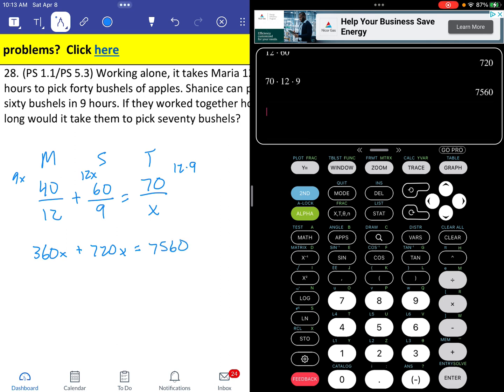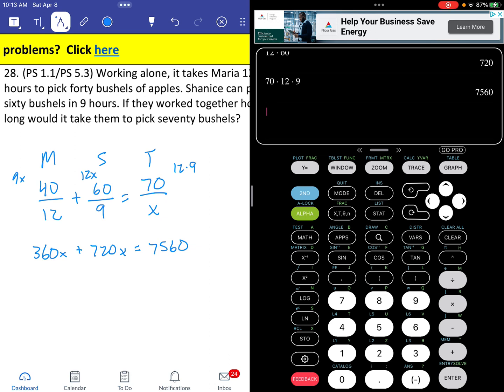Now there actually is a quicker way to do this. 12 and 9 both share a common multiple of 36. So you could just multiply 12 by 3 and 9 by 4 to get 36. All right, or you could just do it this way. It doesn't make a difference. You'll get the same answer at the end. It's just you'll use smaller numbers than we have right here.